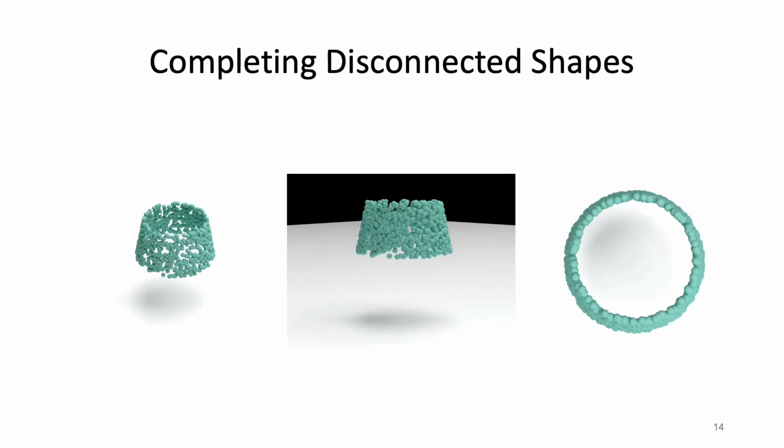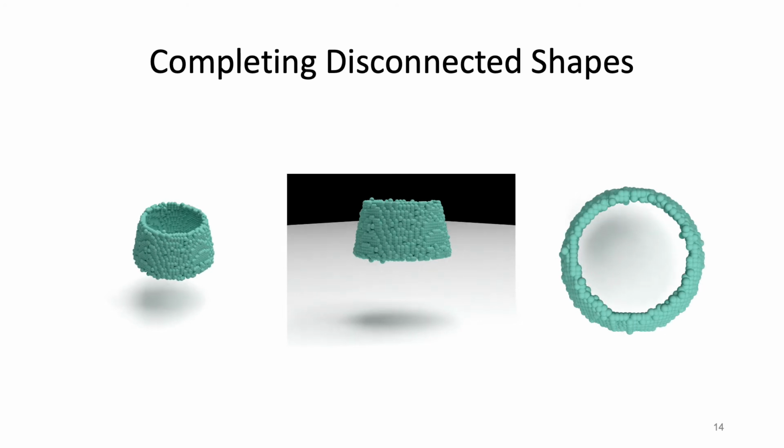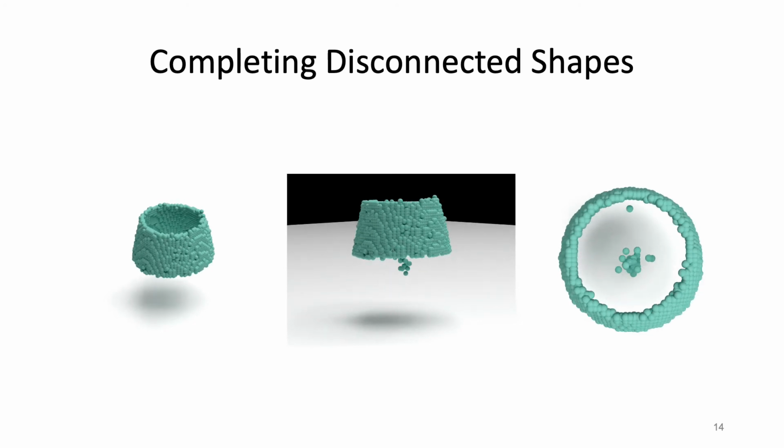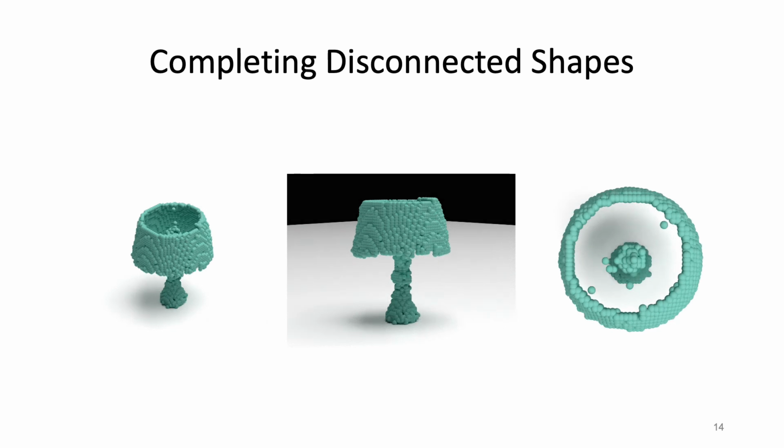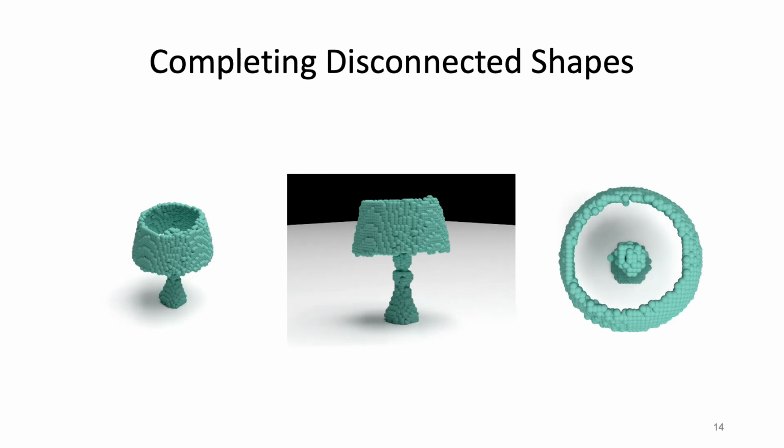We also show that our method is able to generate disconnected shapes. The following video shows GCA completing a lamp with only the shade of the lamp given. Our method is able to generate the head of the lamp, which is further than the neighborhood distance, indicating that our method can complete disconnected shapes.